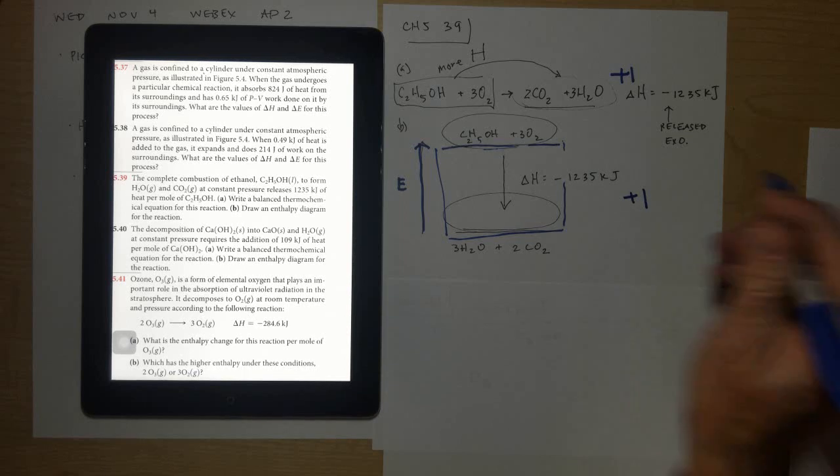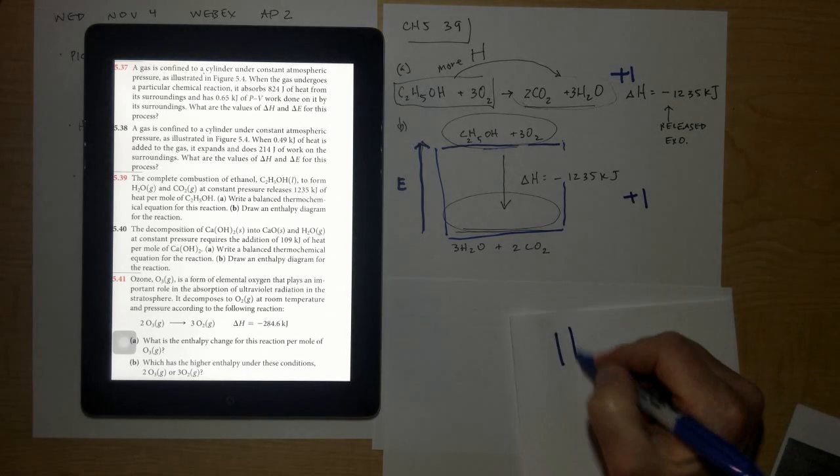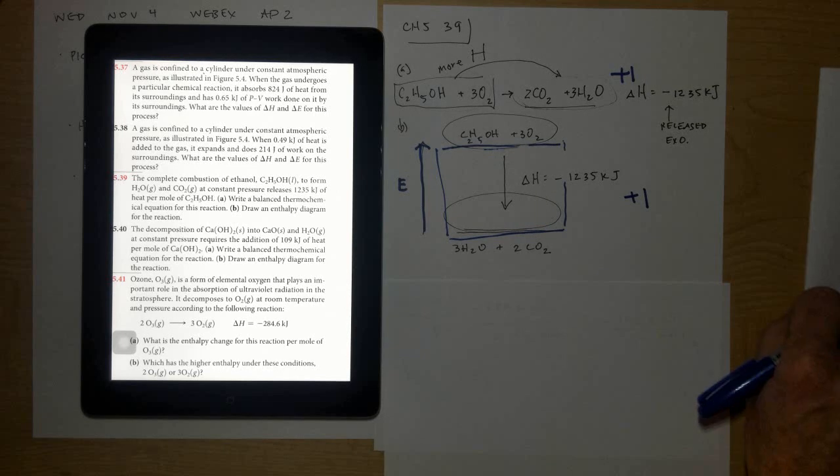That diagram is worth 1 point. We have 2 points so far. Any questions on 39?